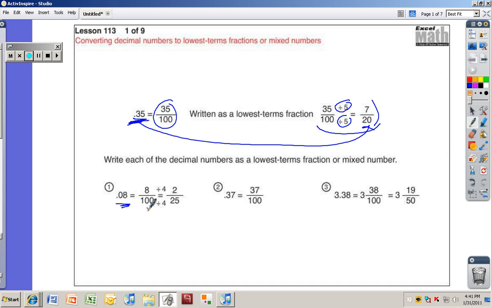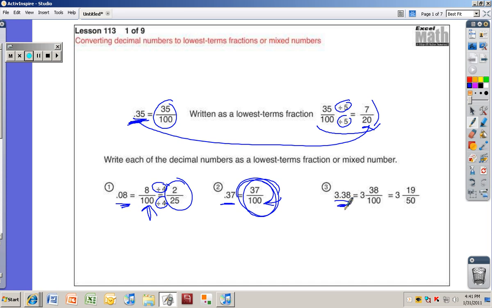Yeah. 0.08 is 8 hundredths, right? You can divide both of these by 4 and get 2/25ths. 0.37 is 37 hundredths. Well, what can you divide 37 by? Only 37. That's a prime number. And you're not going to divide 100 by 37, so this is the simplest form.